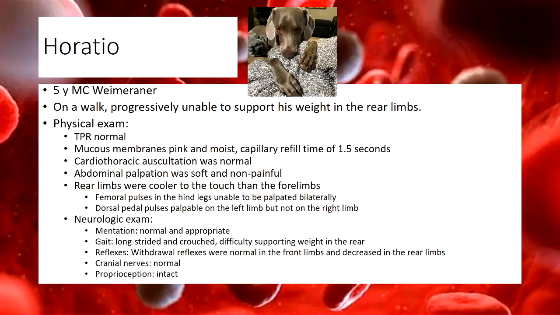The gait, he was having trouble walking. His withdrawal reflexes were normal in the front, decreased in the rear. Proprioception, which is the sense of place, that was okay. So what that's telling you is the nerves are communicating with the brain and back, all right? So probably not a big spinal cord issue. You could have problems with withdrawal reflexes just if it's a neuromuscular problem, okay?